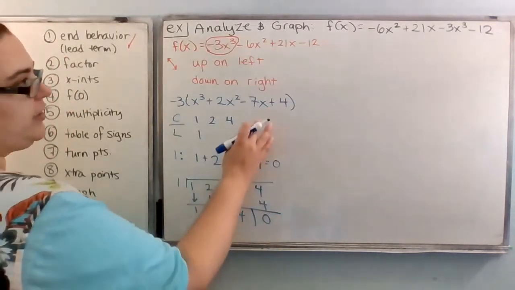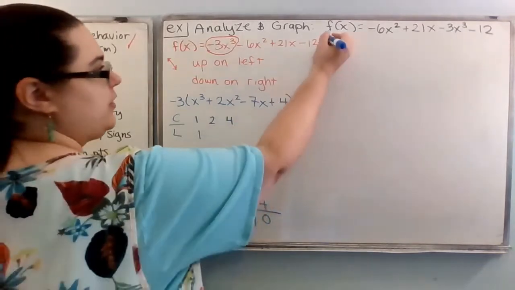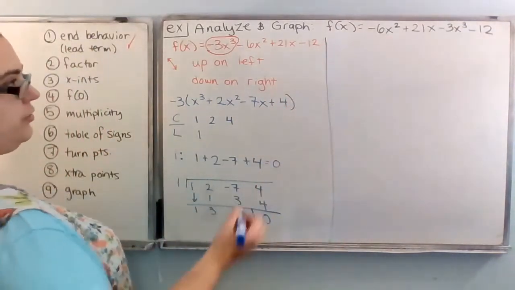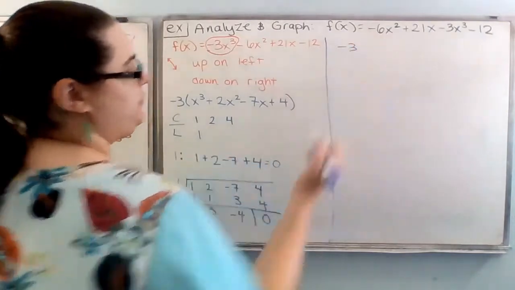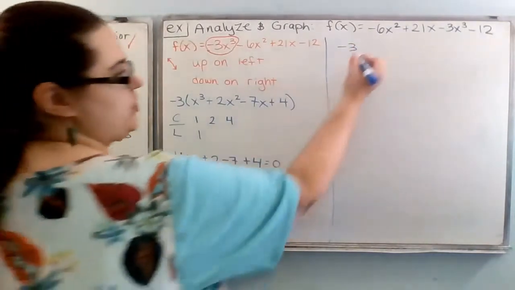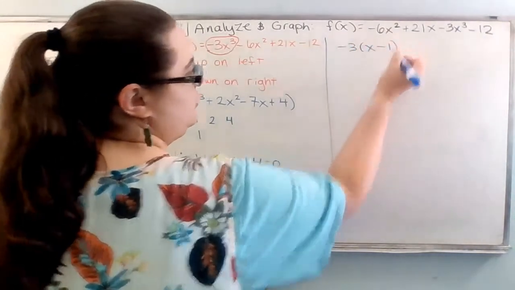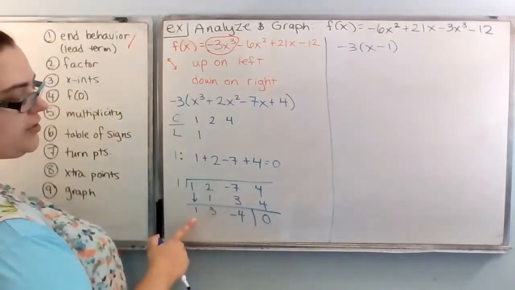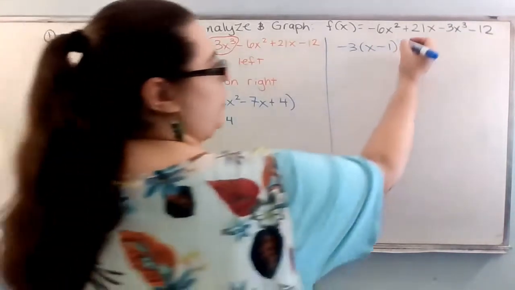So this is telling me that this is further going to factor into, we've got our negative 3. This 1 means we just factored out x minus 1. And we have x squared plus 3x minus 4.